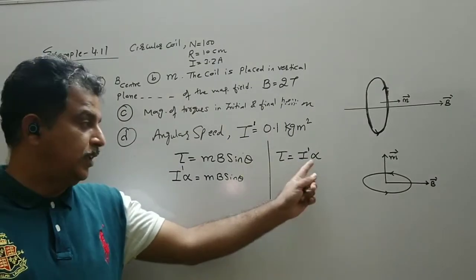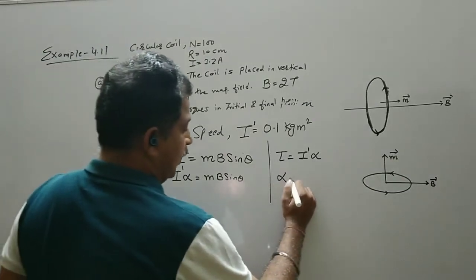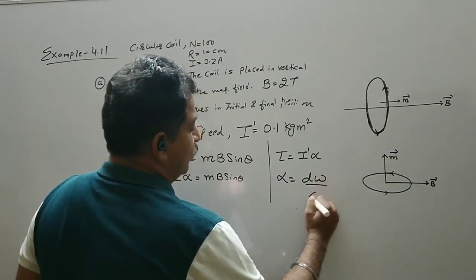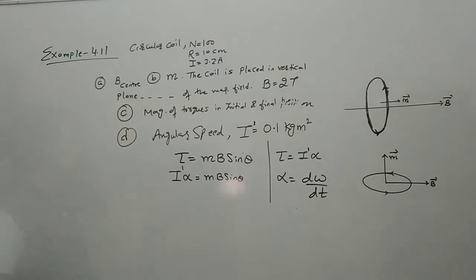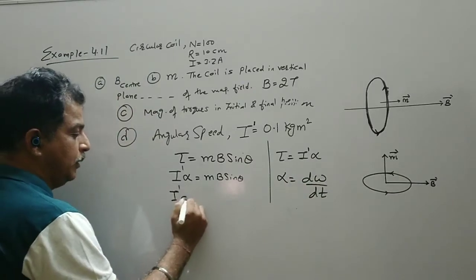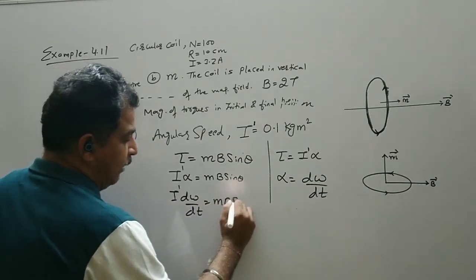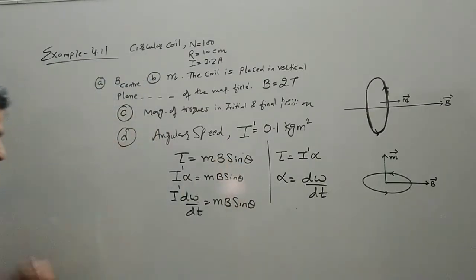In the place of acceleration, alpha is the angular acceleration. Now angular acceleration can be written as the derivative of angular velocity, or angular speed, with respect to time. So alpha can be written as d omega by dt. So I' d omega by dt is equal to mB sin theta. So this is the situation.